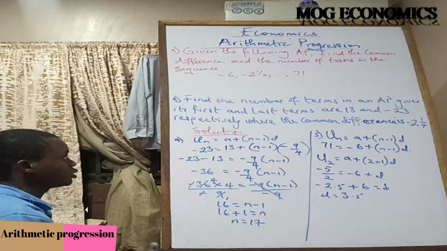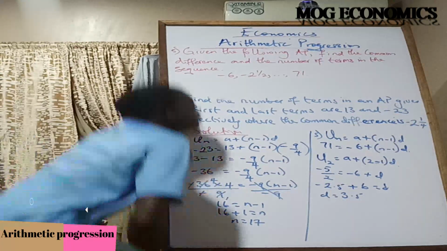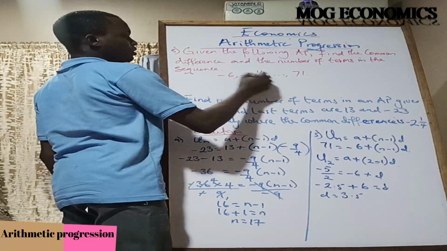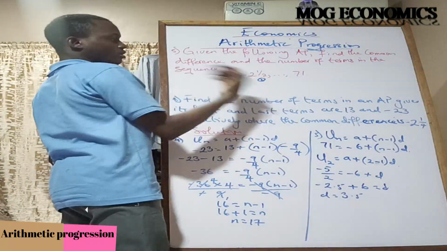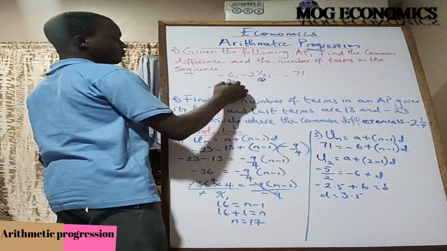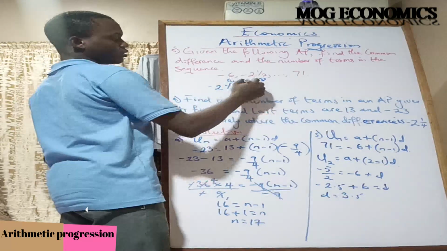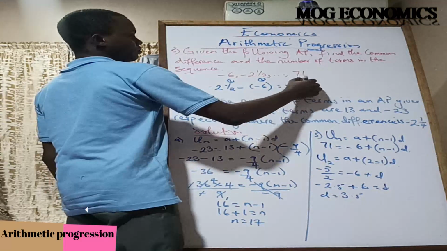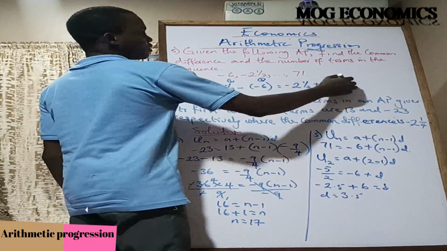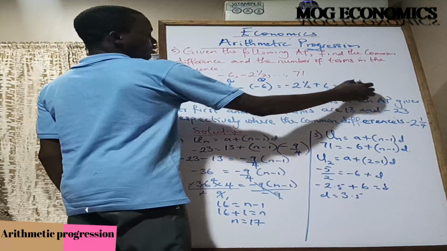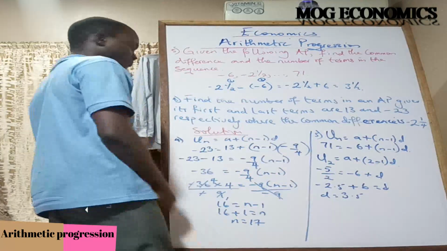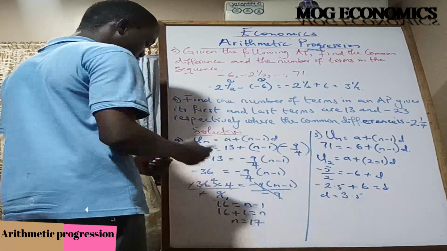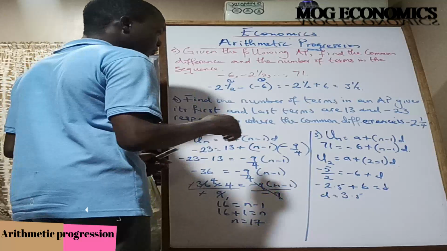And to be honest, we could have just done that because this is the second term and this is the first term. So second term minus first term: minus 2.5 minus minus 6. That would have given us minus 2.5 plus 6, which should have given us 3.5. That is what we got here, 3.5. And this has been proven, so we can just enjoy ourselves.